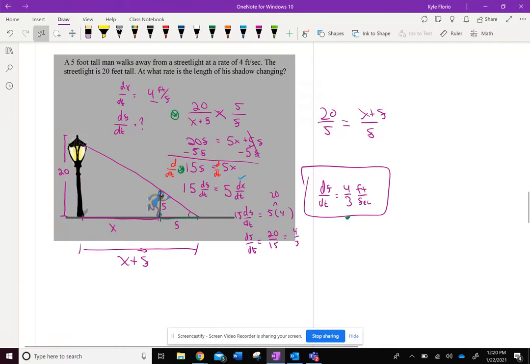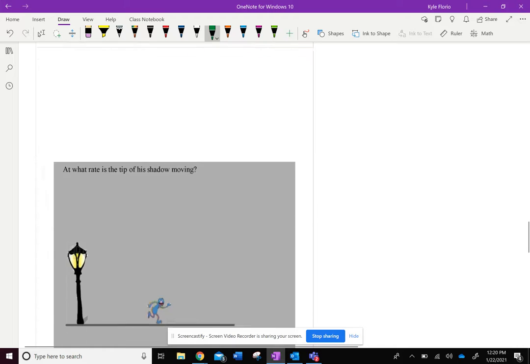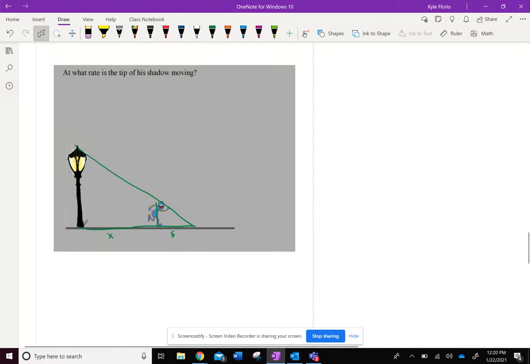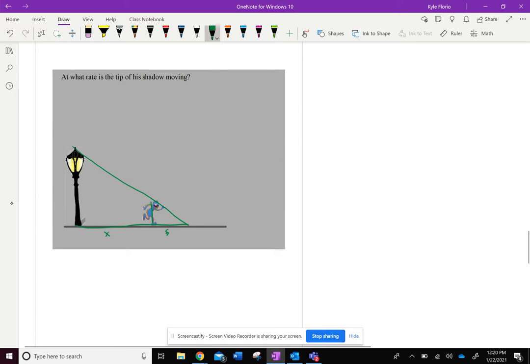So now that I have a relationship between this, 5s plus 5s equals 5x, that relationship between s and x is going to allow us to answer this question right here, I think. So let's see. We know that his distance from the light pole is x. This is the distance of his shadow. And it's saying, at what rate is the tip of his shadow moving?